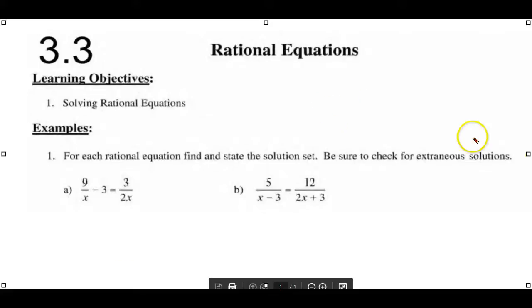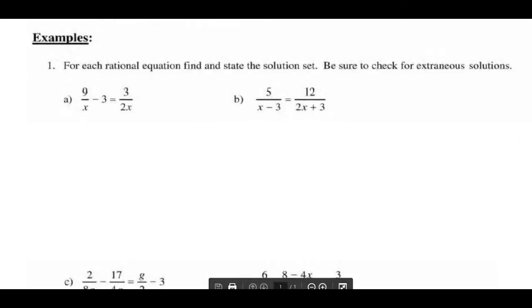In topic 3 now, we're going to use some of the skills we've developed to do what is called rational equations, or equations that include fractions. So, you're going to write these out over on the other side, and I'll write them out a little bigger so we can see them better.